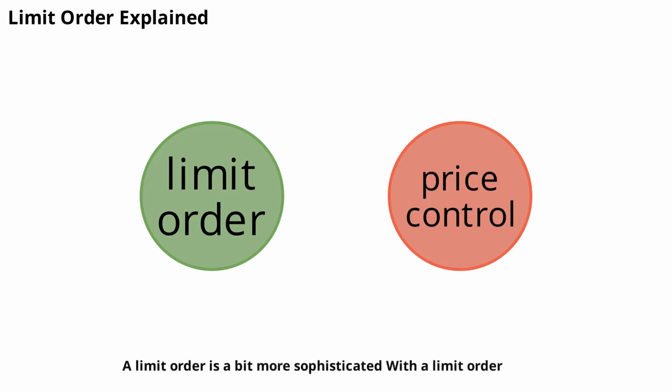A limit order is a bit more sophisticated. With a limit order, you set the maximum price you're willing to pay when buying, or the minimum price you're willing to accept when selling. The order will only be executed if the market reaches your specified price or better. This gives you more control over the price, but it also means your order might not be filled if the market doesn't hit your target.